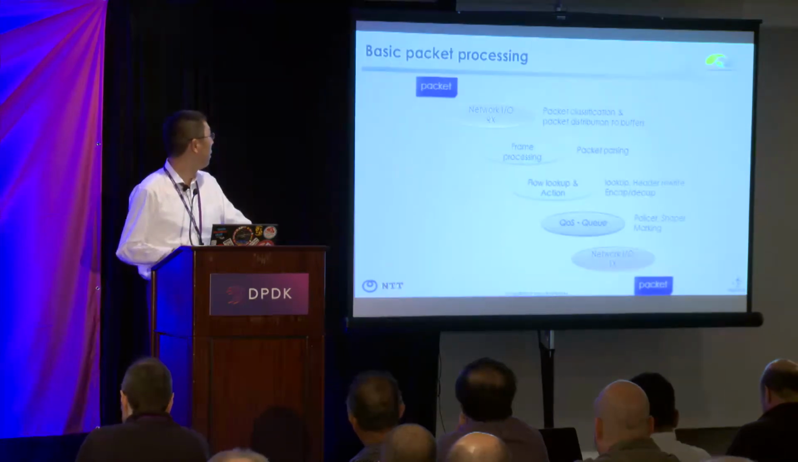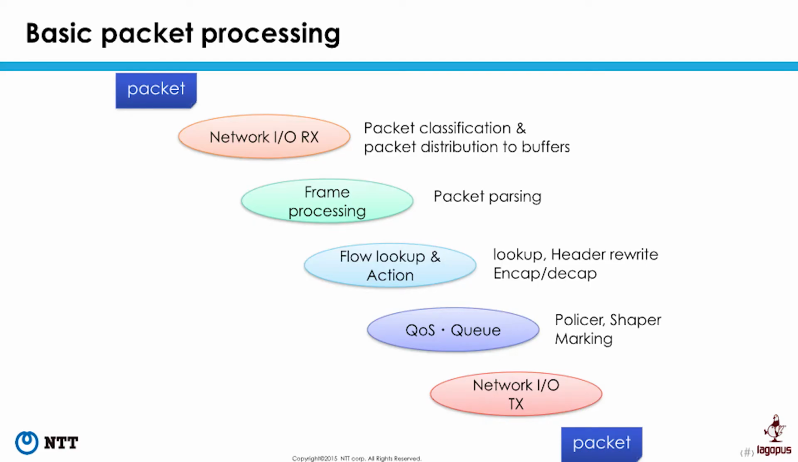Okay, so this is basic packet processing. Maybe you know, the first packet comes into the server. The server handles the network I/O receive, and then the server tries to parse the frame for the post-processing. And next, the software data plane tries to perform the flow lookup and actions.